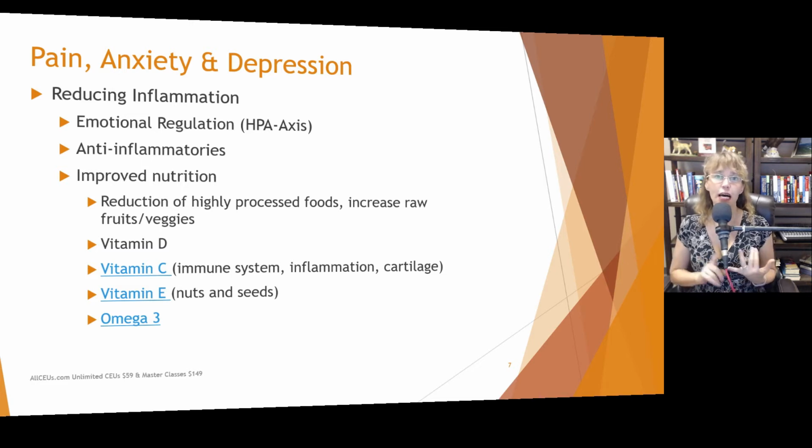What we can do is help people reduce inflammation. When that HPA axis is activated, inflammation goes up. When we've got an injury, when we've got something wrong, inflammation goes up. There are a lot of things that can contribute to increased inflammation. What do we know? We know that anxiety and depression are associated with increased inflammation. So we can teach emotion regulation skills so people can start learning techniques to regulate their HPA axis.